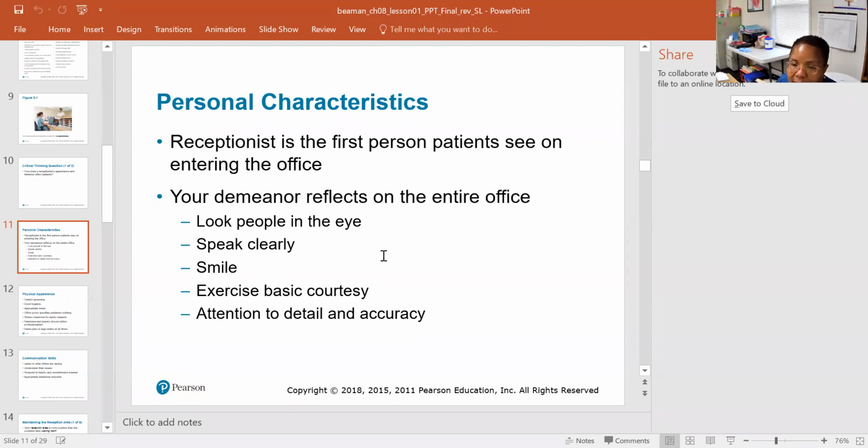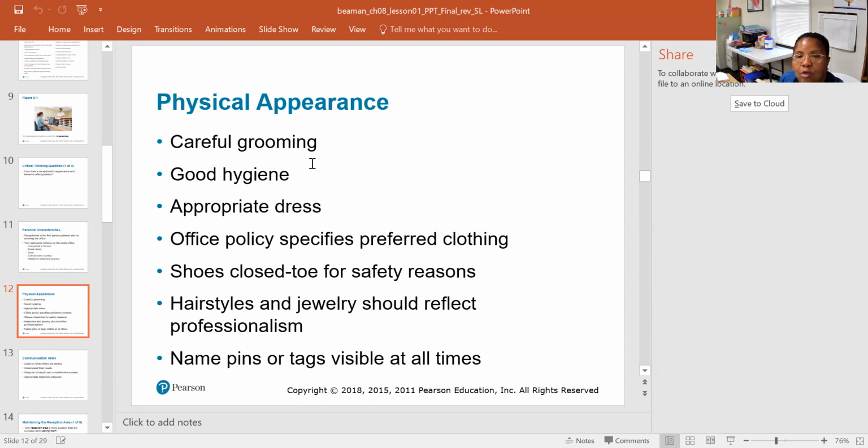Pay attention to detail and accuracy. Physical appearance: careful grooming, good hygiene, appropriate dress. You go in some doctor's offices and I think the uniforms are too tight. Scrubs are not meant to show everything. If you've got a smaller bottom, then your top should be where you can move, where if you bend down, I don't see your thong or your butt, okay? That's just not appropriate dress.